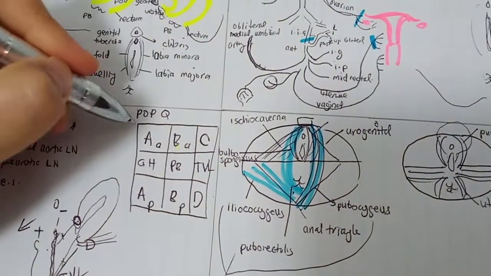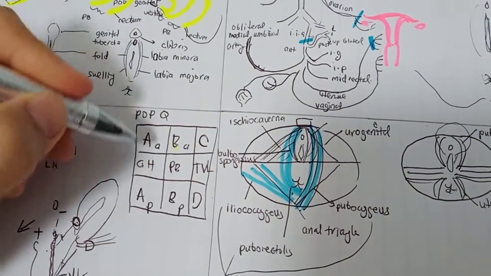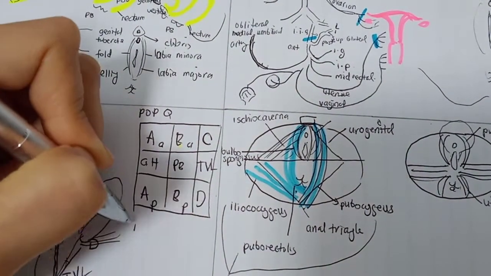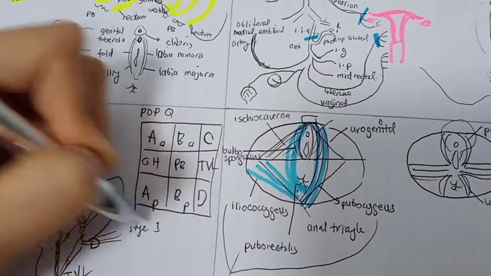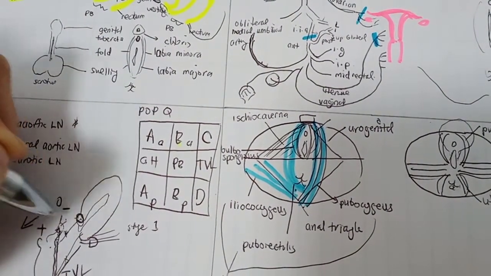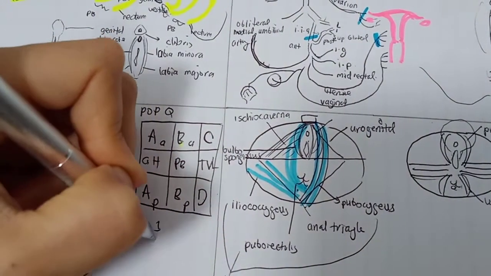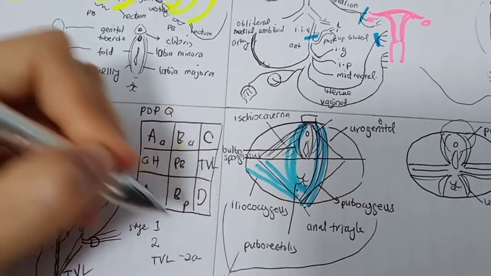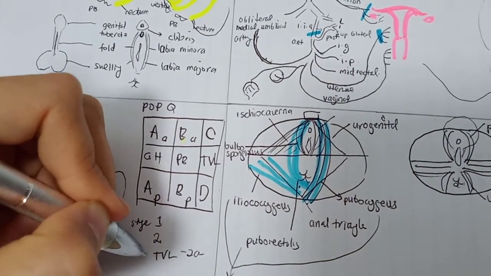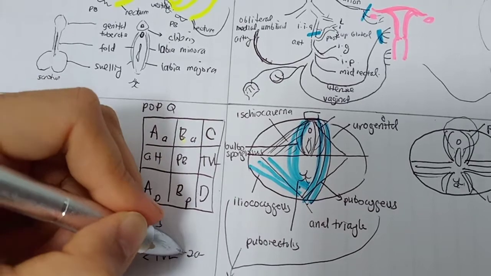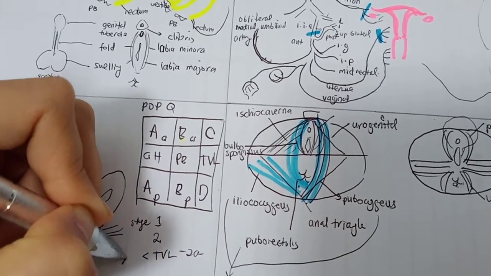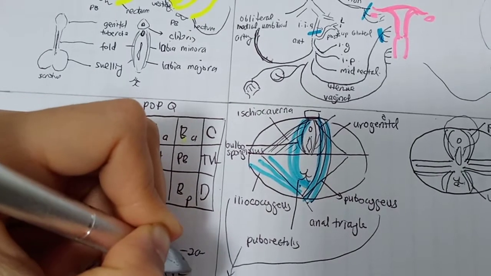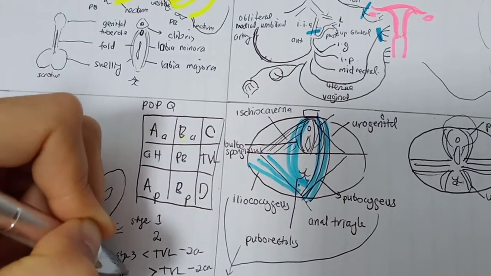Okay, so for the POPQ, the basics: anything less than 1 centimeter from the hymen, we call it stage 1. In between 1 centimeter in and 1 centimeter out from the hymen is stage 2. Anything less than TVL minus 2 centimeter is stage 3. And anything more than this, TVL minus 2 centimeter, will be stage 4.